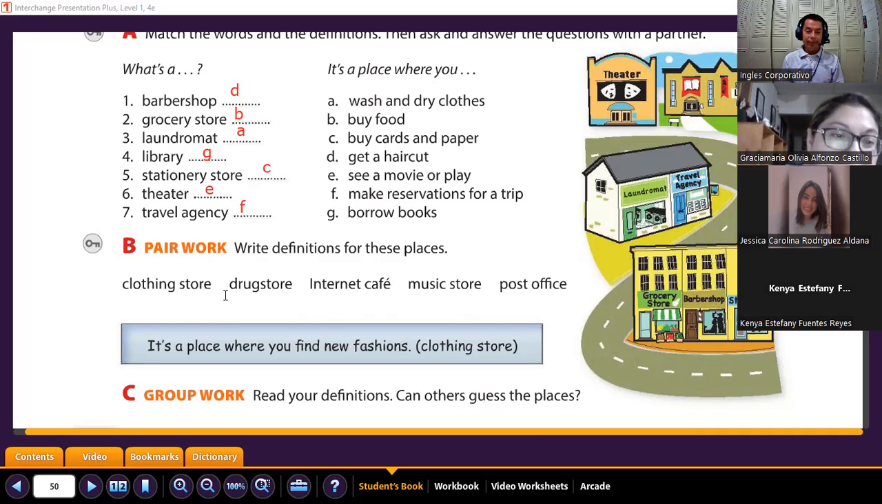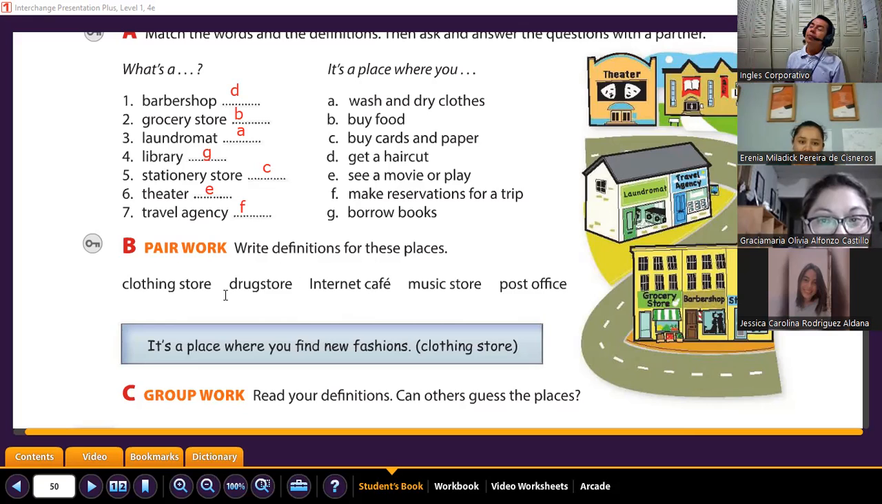Erenia, what's a stationery store? It's a place where you buy cards and paper. Okay, very good. Continue, gracias, María.